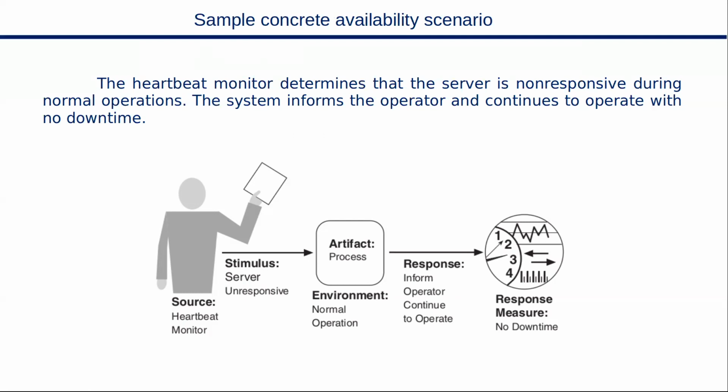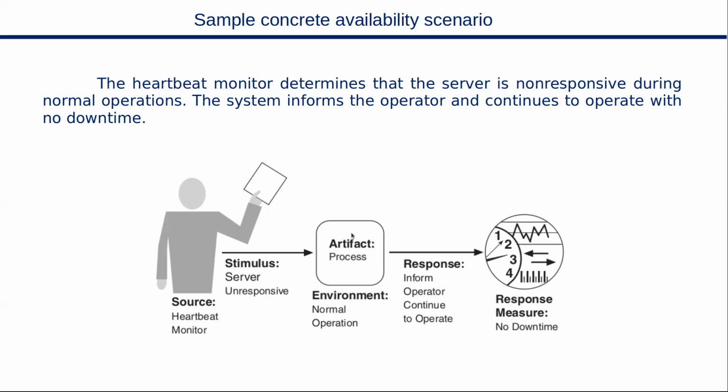For the source, based on this sentence, what will be the source? The source will be the heartbeat monitor. What kind of stimulus does it determine? It determines the server is non-responsive during normal operation. So the environment is normal operation. And the artifact, what we are working on, is a process.